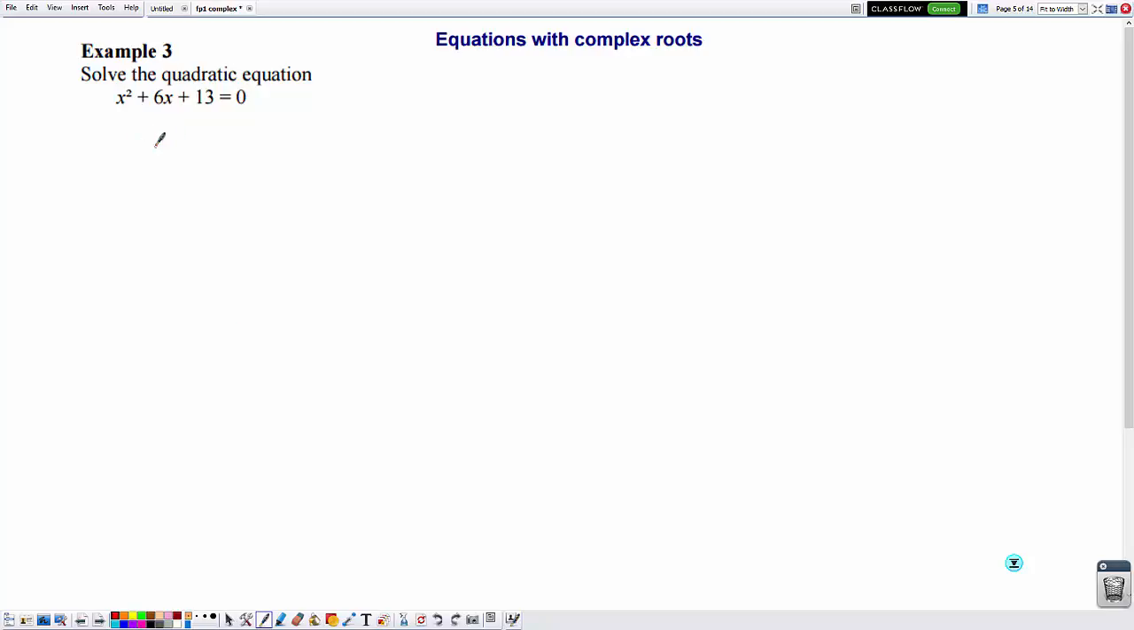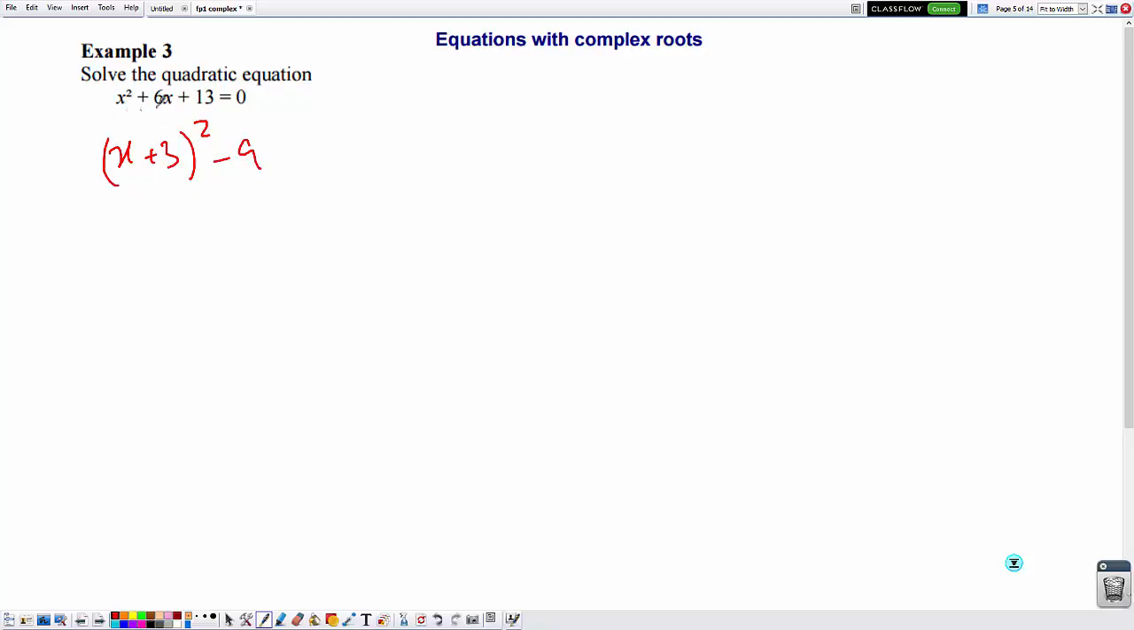Let's complete the square on this. So what do we get? And I'll do it with the quadratic formula as well, but they are actually the same. That's how you complete the square on a general ax squared plus bx plus c, and you get the quadratic formula. So (x plus 3) squared minus 9.